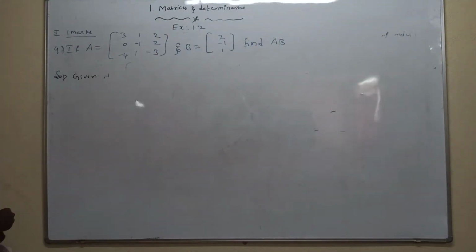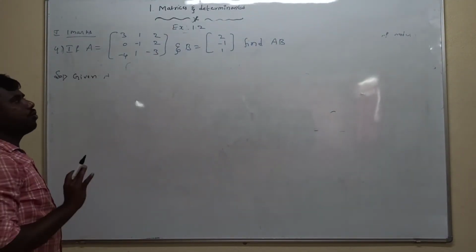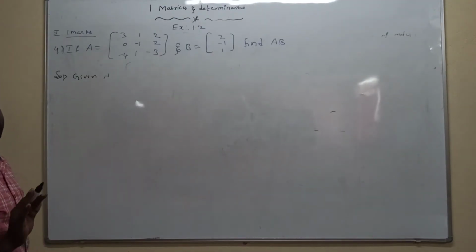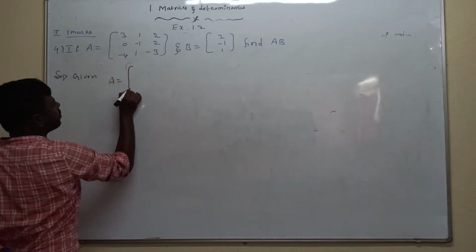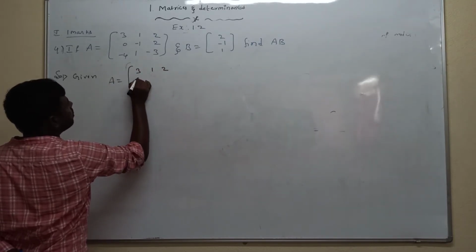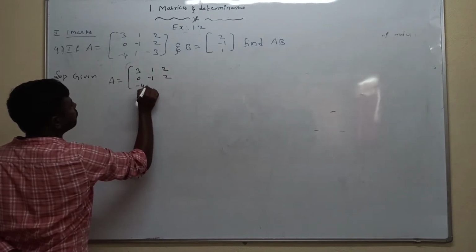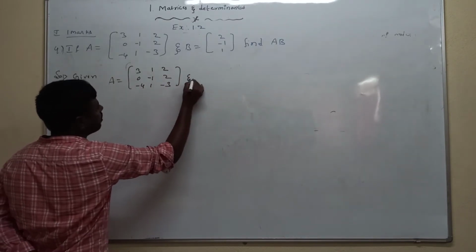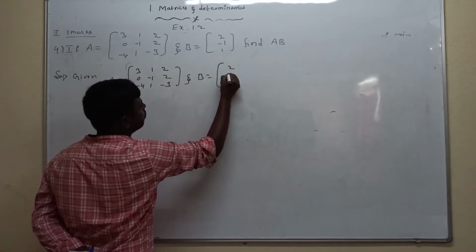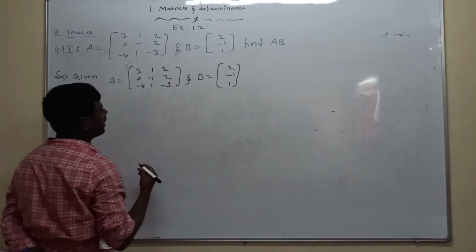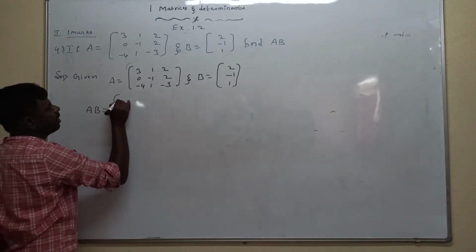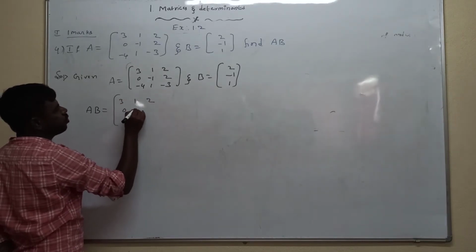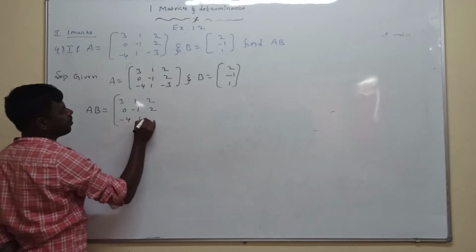So whatever the given matrix elements are, don't fear. If you know the concept of multiplication of matrices, it is very easy to find. So write the solution. Given capital A is equal to [3, 1, 2; 0, -1, 2; -4, 1, -3] and B is equal to [2; -1; 1]. They are asking to find AB. That's why I am taking AB. After that substitute the A matrix and B matrix.